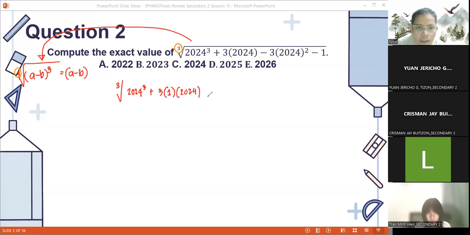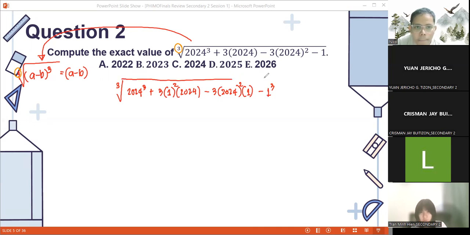2024. Then minus 3, 2024. And then minus 1 cube, right? Am I correct? It is in this form. Now, recall. The signs here are not right, okay, I will rewrite it later.